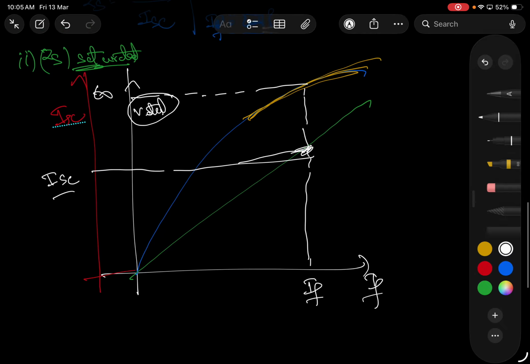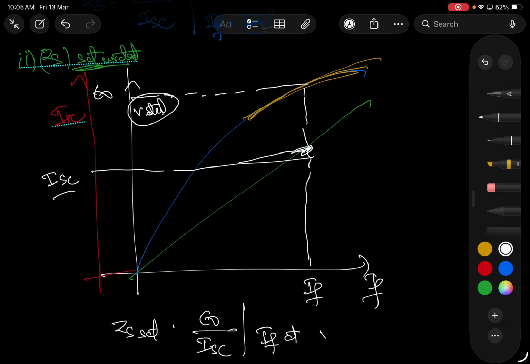So I can conclude the formula: ZS saturated is equal to E naught by ISC at IF at rated voltage. How am I selecting this IF value? I select the IF value such that it corresponds to the rated voltage. The position of the rated voltage is near the open circuit voltage, in the saturation region. That's why I am able to get ZS saturated.